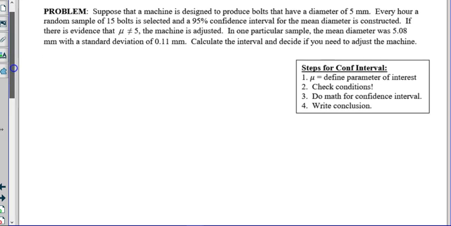It says, suppose that a machine is designed to produce bolts that have a diameter of 5 millimeters. Every hour, a random sample of 15 bolts is selected, and a 95% confidence interval for the mean diameter is constructed. If there is evidence that the mean is not 5, the machine has to be adjusted. In one particular sample, the mean diameter was 5.08, with a standard deviation of 0.11.